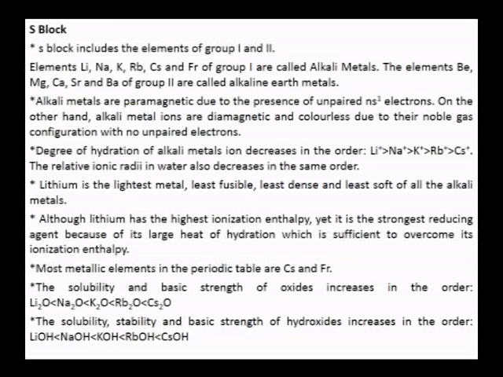And the most metallic elements in the periodic table: when you move from top to bottom in the first group of alkali metals, the metallic character, or tendency to lose electrons, or electropositivity as we call it, increases from lithium to cesium, and hence the most metallic elements in the periodic table are cesium and, of course, francium.